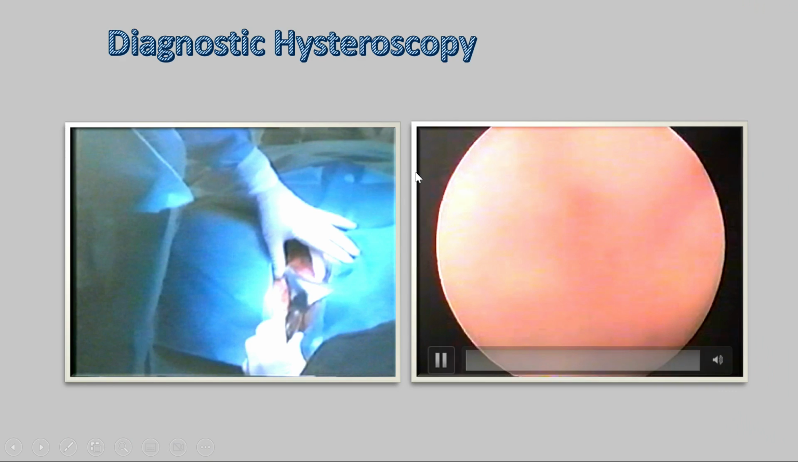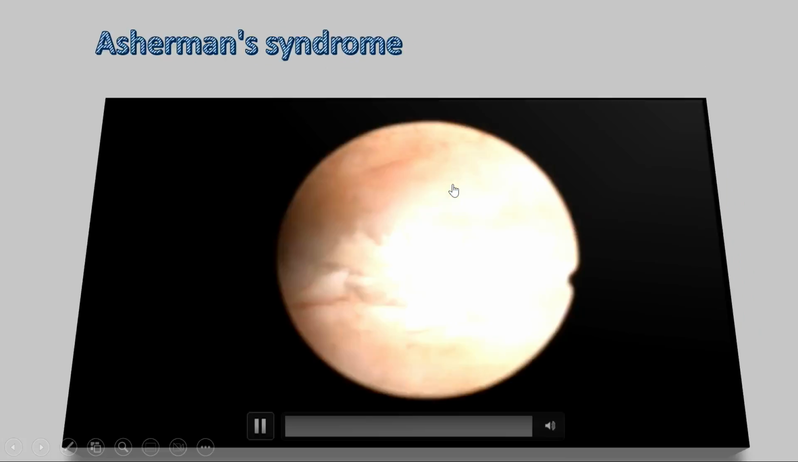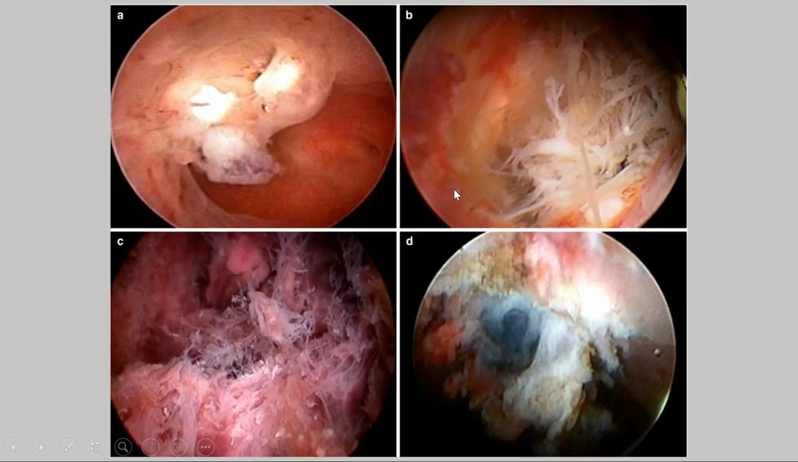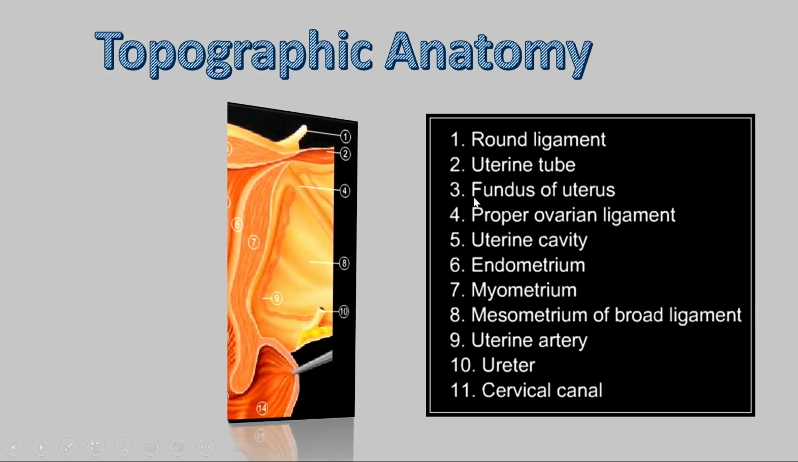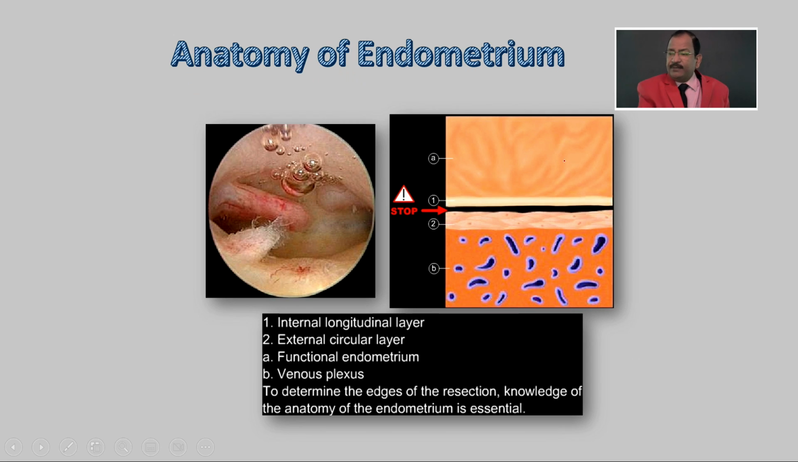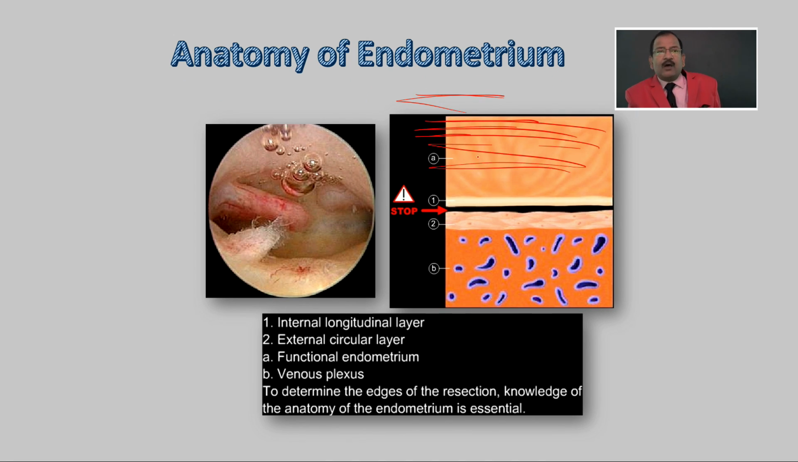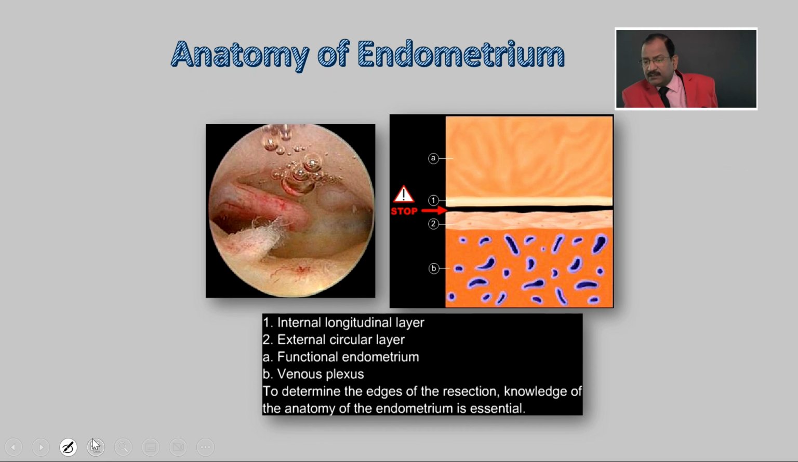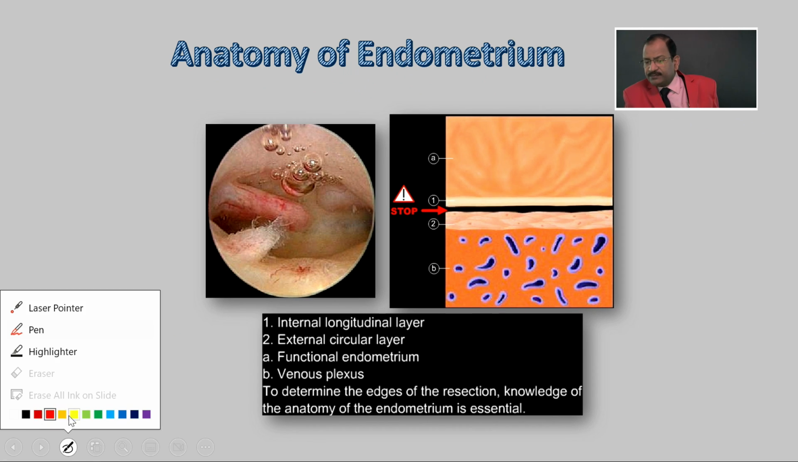Endometrium has different layers, and those layers should be taken care of. These are the layers of endometrium. We can see this is called functional endometrium. That functional endometrium is 3 to 9 mm, which always proliferates, and then in the menstrual cycle it is shed out. This is called functional endometrium.